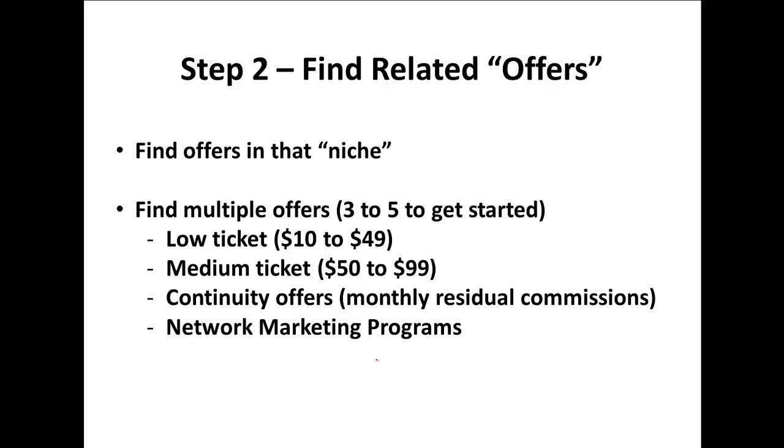You should also add at least one medium ticket, and that's 50 to 99, and the reason is because then you're going to get higher commissions on that. So after, in your sequence, you might want to find one in there. You don't have to, but I would suggest it. And also, you should have a continuity offer. Okay, and a continuity offer allows you to get paid monthly residual commissions from it.